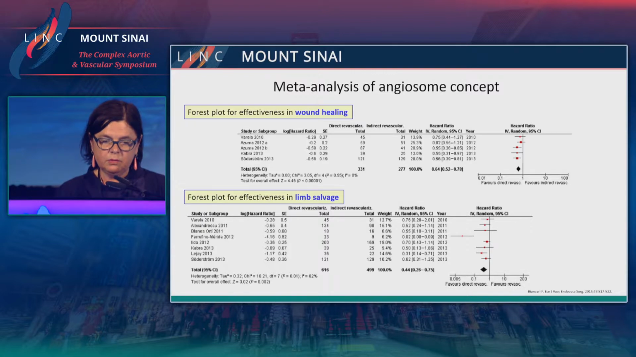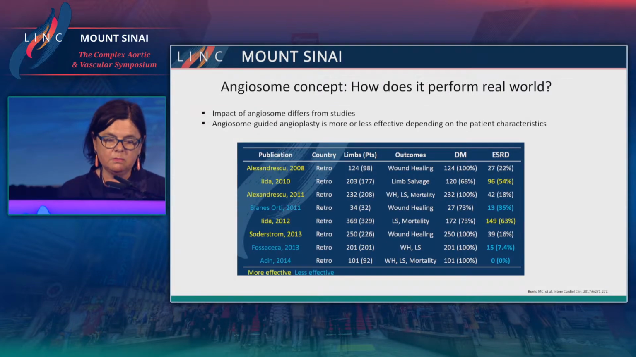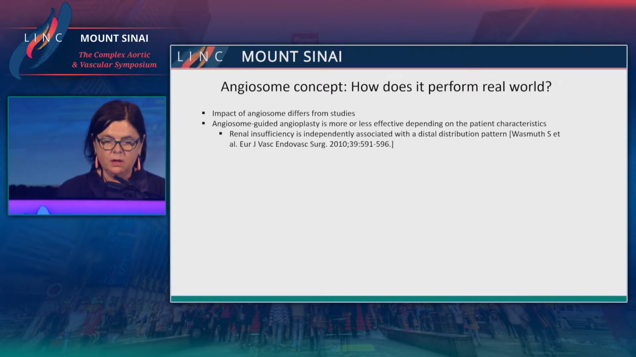There is a meta-analysis for this angiosome concept, published 2014, showing that when it comes to direct revascularization, it's effective in wound healing compared to indirect, and it's also effective in limb salvage. But when we go deeper into the studies, we see that this angiosome-guided angioplasty, the direct angioplasty, is more or less effective depending on different patient characteristics. You see the yellow ones more effective and the blue ones less effective. So what are these factors contributing to if it's less or more effective?